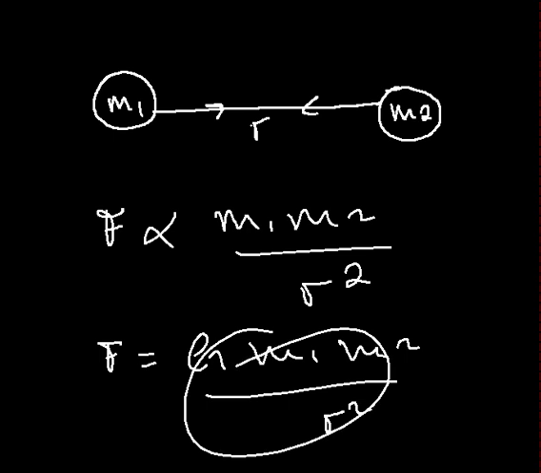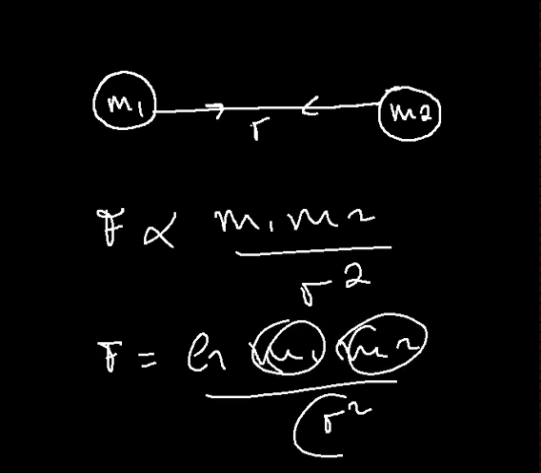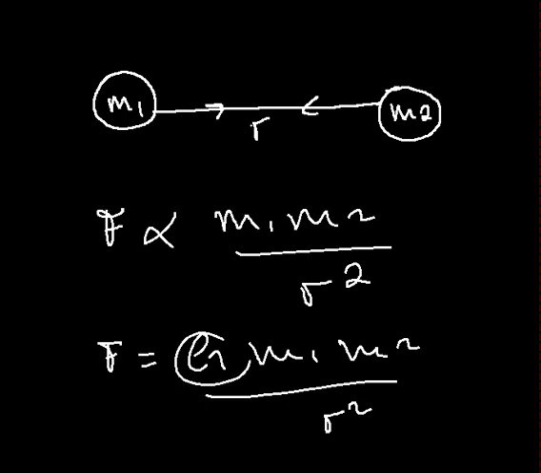So this is what we call Newton's law of universal gravitation, which states that the force of attraction between two masses is directly proportional to the product of the masses and inversely proportional to the square of the separation distance. Hence, Newton's law of universal gravitation obeys the inverse square law.